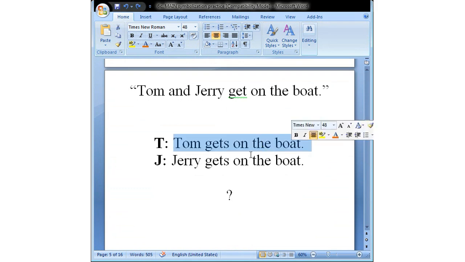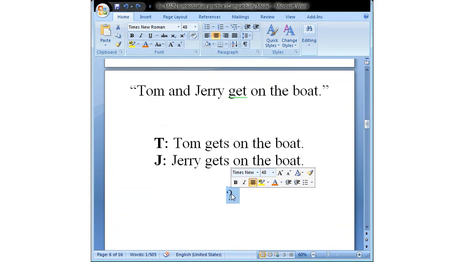All right, Tom and Jerry get on the boat. T stands for Tom gets on the boat. J stands for Jerry gets on the boat. How do we symbolize? Okay. T, conjunction, J.